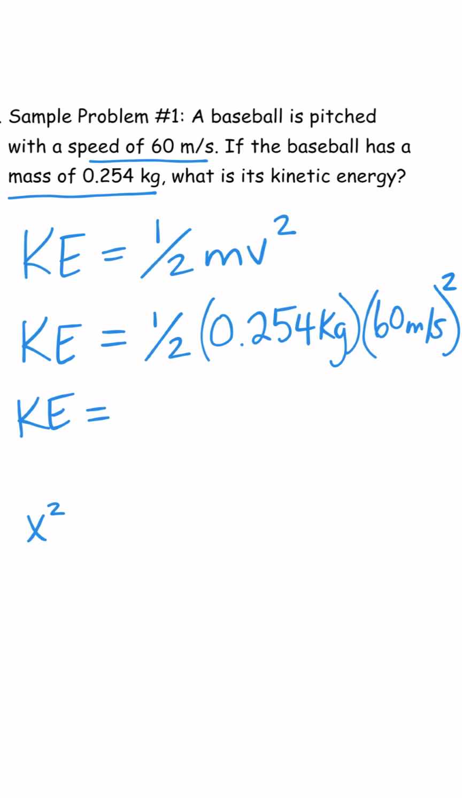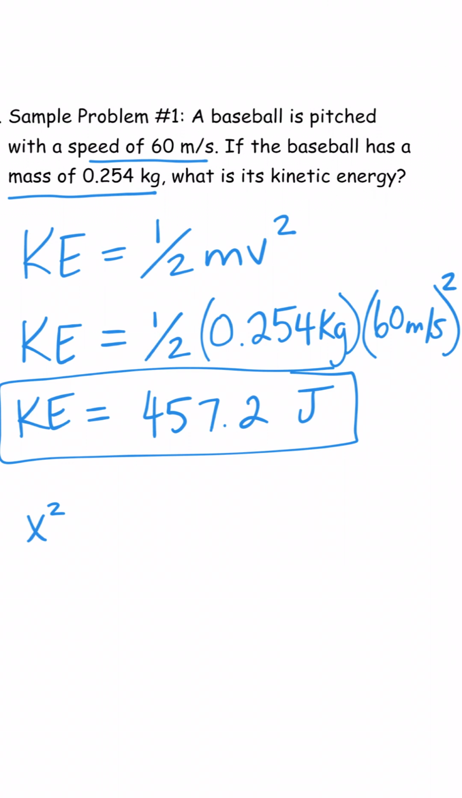Okay, I'm about to plug this into the calculator. I'm going to go ahead and multiply 0.5, because 1/2, of course, as a decimal is 0.5, times 0.254 times 60, x squared button, enter. And I get 457.2 joules. That's my final answer. There it is.